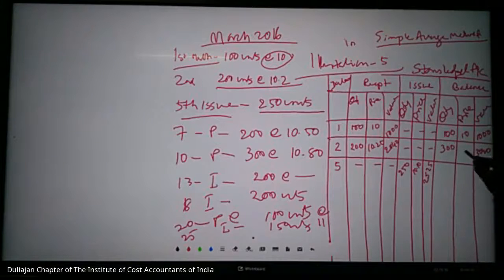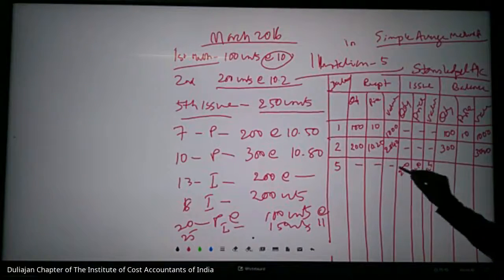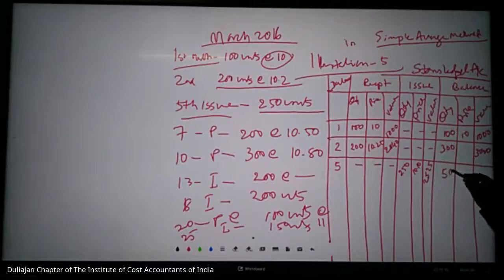So now my stock was 300. Out of 300, 250 gone. So 50 is remaining. Now out of 3040, 2525 will go. So my remaining will be 515.